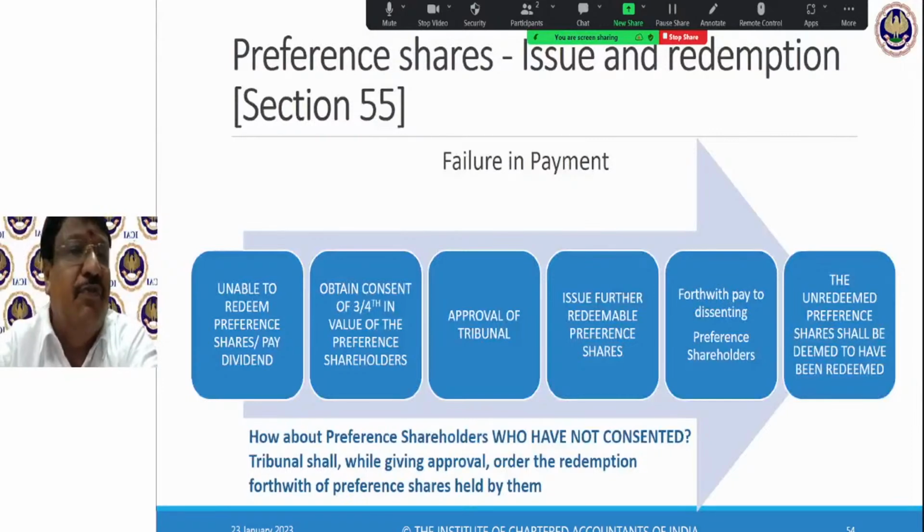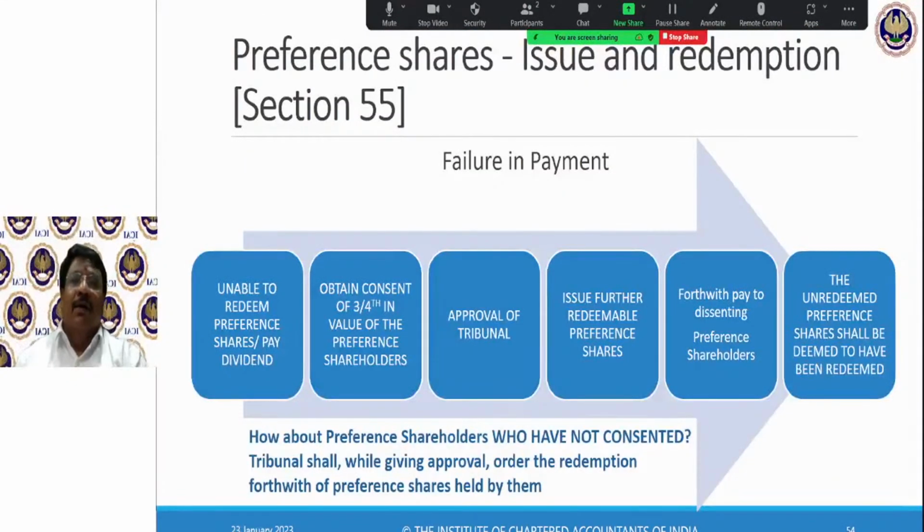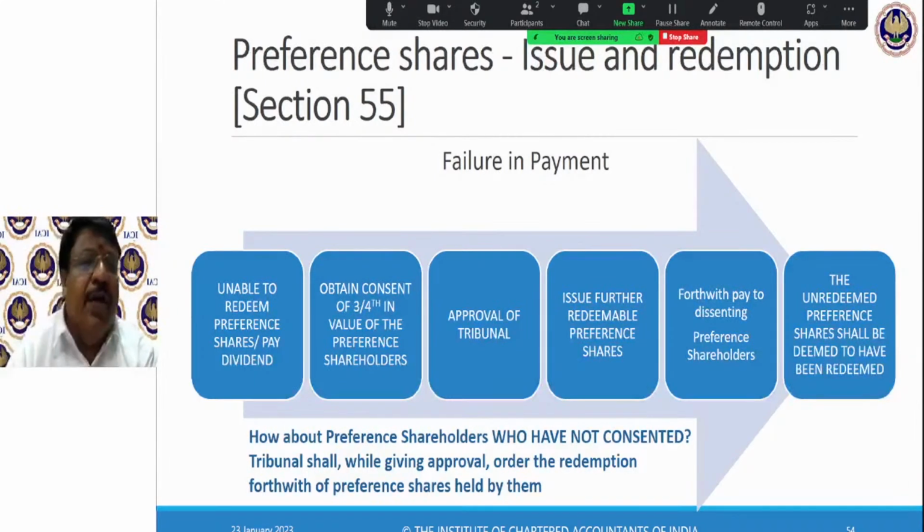So coming back to section 55, we've already seen the rules for redemption of preference shares. Now coming to the point where a company fails to repay, where a company is unable to redeem preference shares or pay dividend. Paying dividend here means paying preference dividend. Where a company does not redeem preference shares or pay the dividend, they know very well they don't have the money to pay, right?